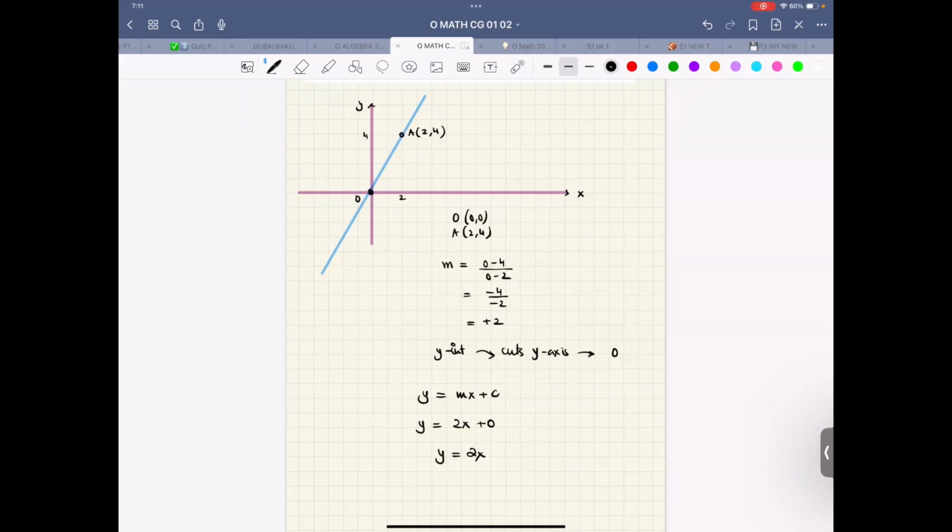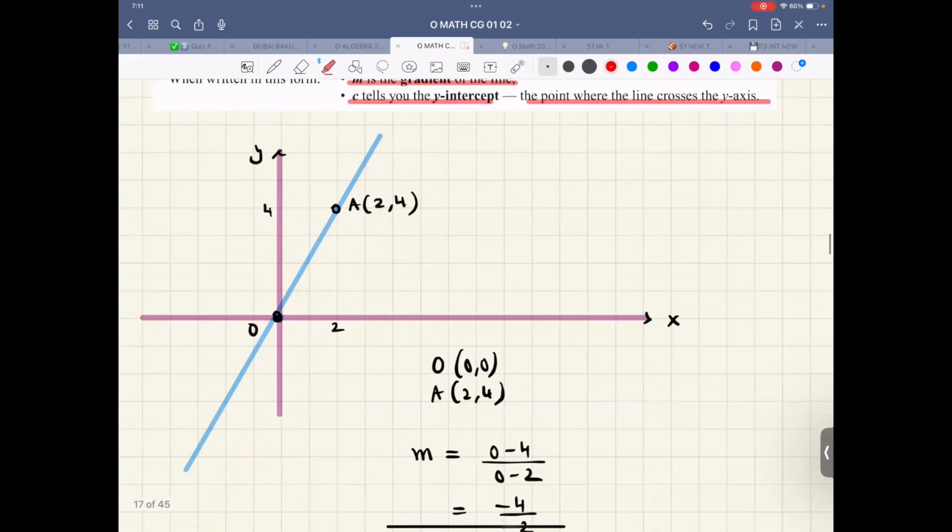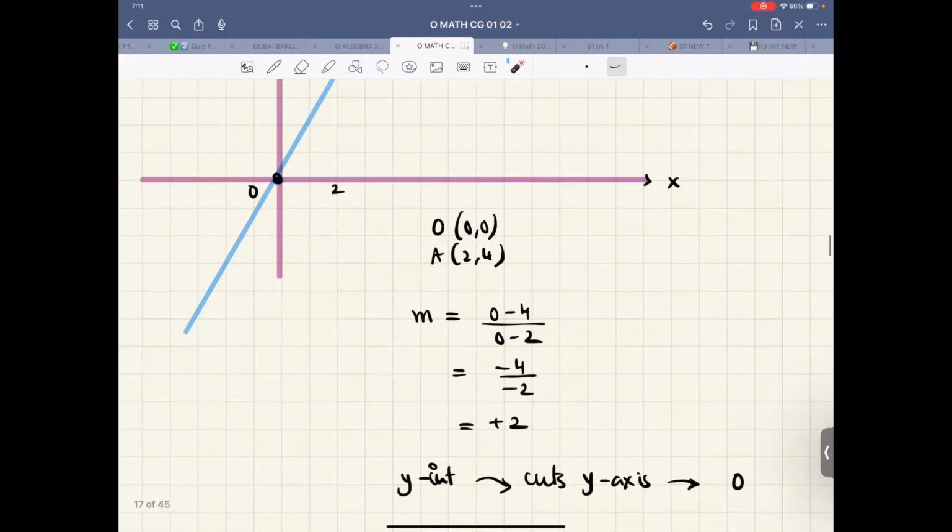Please repeat once more. Okay, this is the first example. Let me repeat it. M is the gradient of the line, and C tells you the y-intercept, the point where the line crosses the y-axis. So this is the first worked example. It's passing through the origin. It's passing through A. I use the formula for gradient, change in y, which is 4 units, change in x, which is 2 units. The gradient comes out to be 2.